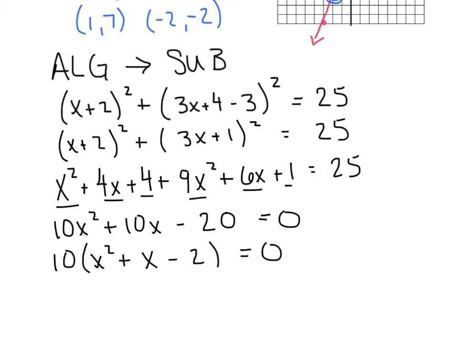Now, anytime your GCF's a constant like this, you can literally throw it in the garbage. Essentially, you're dividing it to the other side, but 0 divided by 10 is still 0. And then just factor it the same way you'd always factor a trinomial, trying to think of two numbers that add up to 1 and multiply to negative 2. So I'm thinking positive 2 here, negative 1.